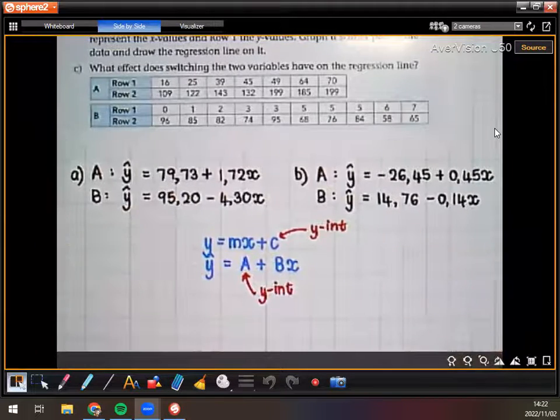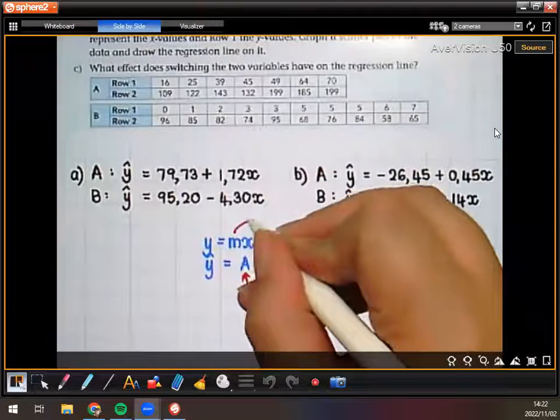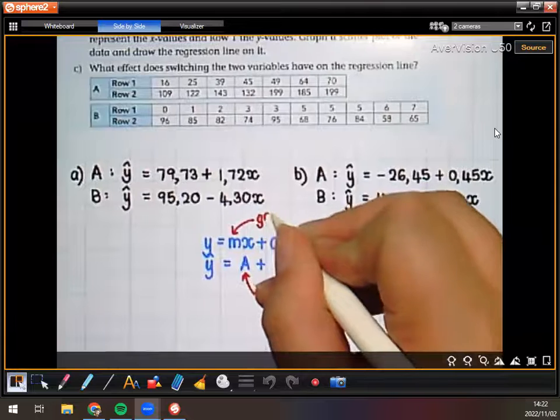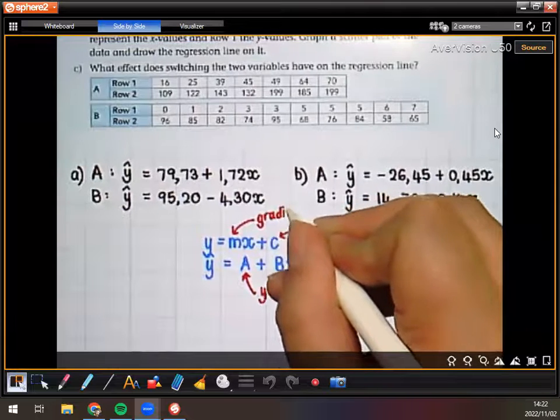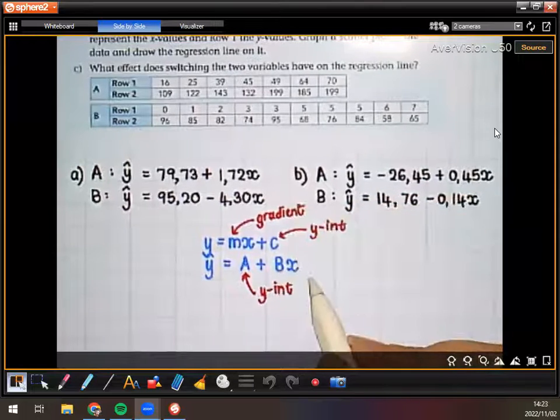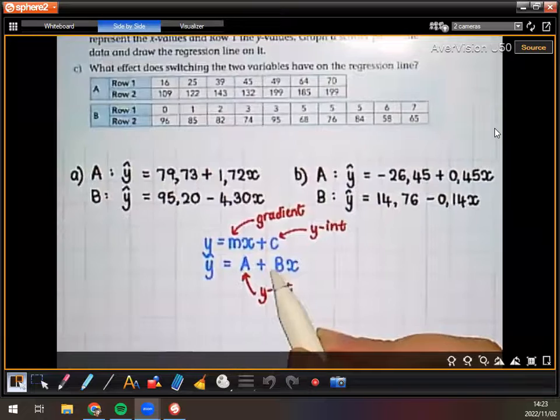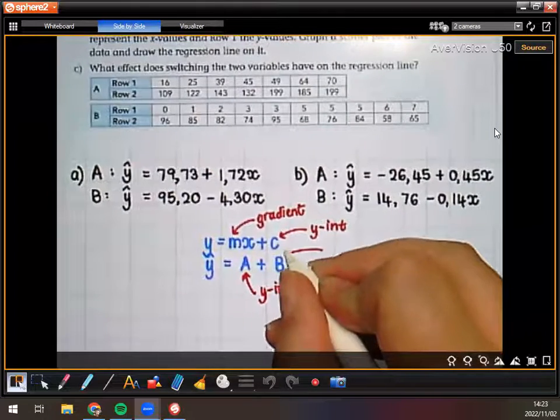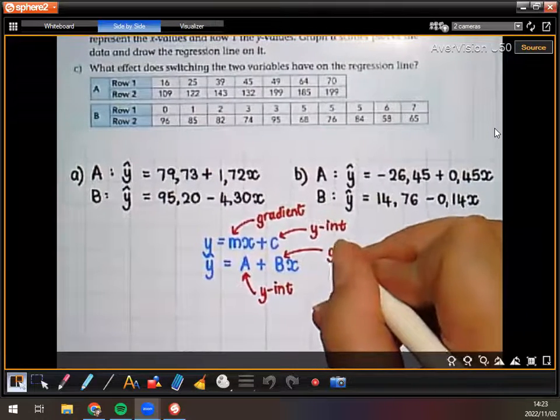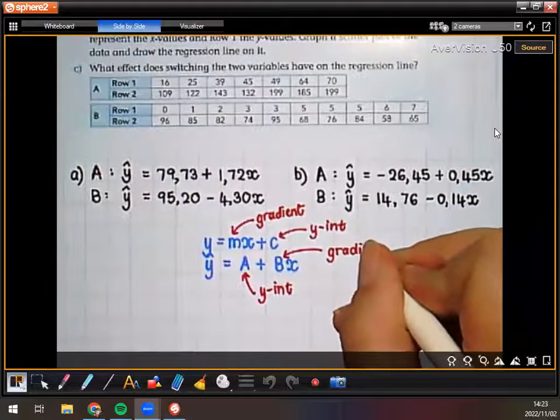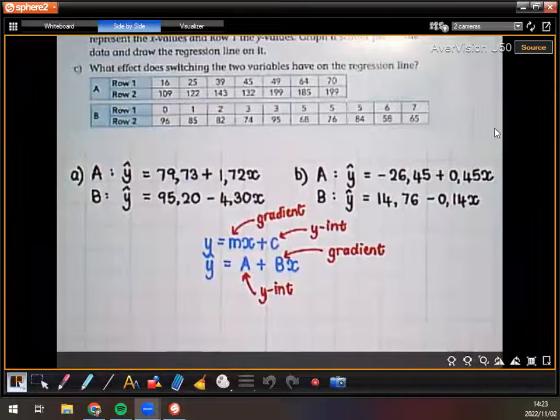And then what is m? We know that m is the gradient. Now, what variable have they used in the regression line equation in the place of m? b. Okay, so guys, you can actually talk about the y-intercept and the gradient if that ever comes up in this type of question. So a would be the y-intercept of that regression line, and b would be the gradient, the number in front of x.